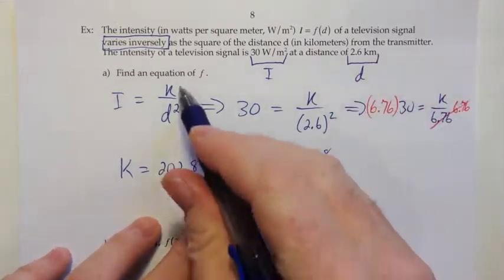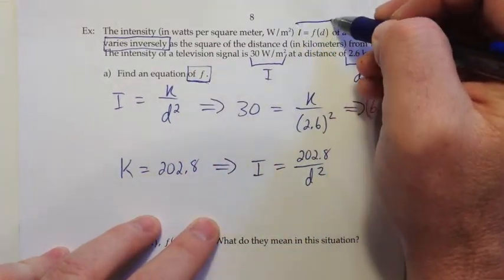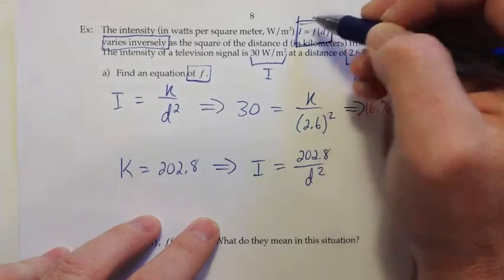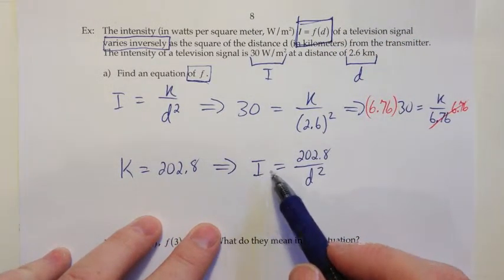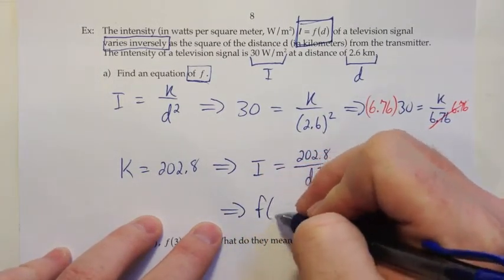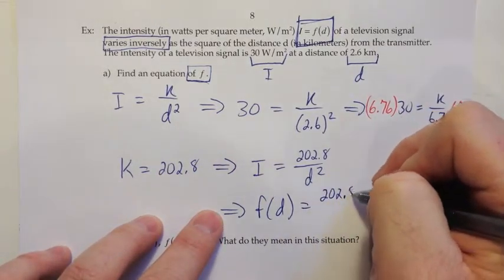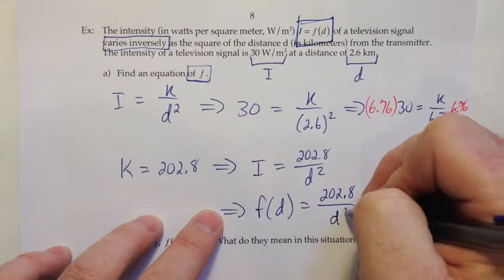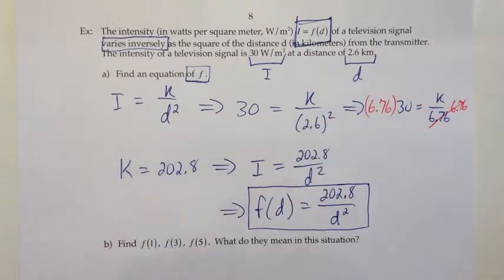And that would be okay for an equation, but it does say an equation of f. And they just said right here that f is the function name that we're going to use for the intensity, so I can just substitute that in, and instead of saying I equals, I can say f of d equals. So just take that last step, and we get f of d equals 202.8 over d squared. And that would be my equation of inverse variation, or my function of inverse variation actually, for this authentic situation.